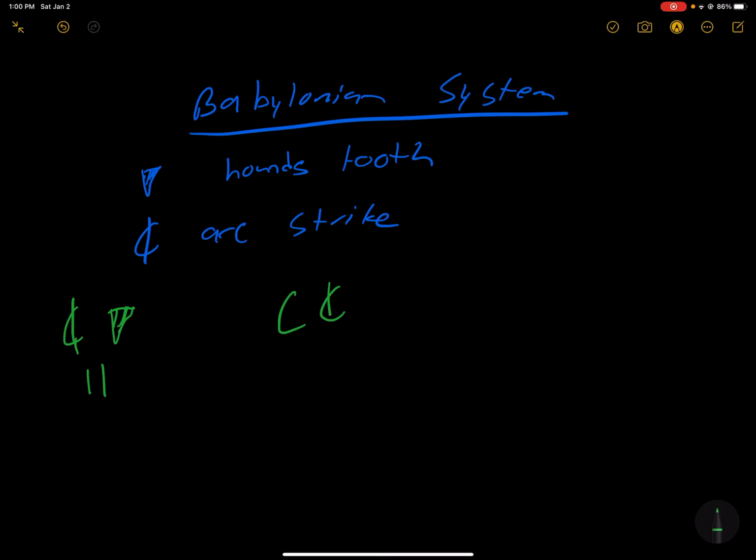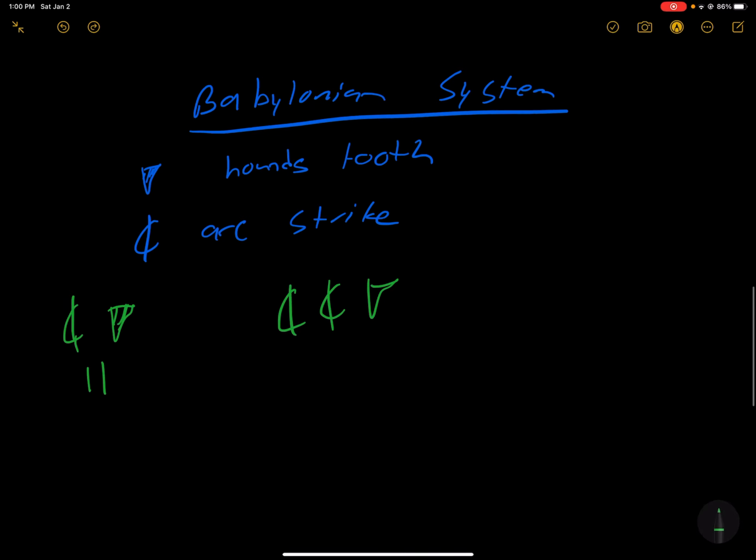Or arc strike, arc strike, hound's tooth, hound's tooth, hound's tooth. Sorry about the handwriting. When I'm writing in our Arabic numerals, it'll be a lot easier. That is equal to 23: 2 arc strikes and 3 hound's tooths. But you notice pretty quickly, if I'm trying to write the number 1,000,000, or 10,000, or even something smaller like 1,000, I'm going to have a lot of arc strikes, if each one of these is worth 10 and each one of these is worth 1.